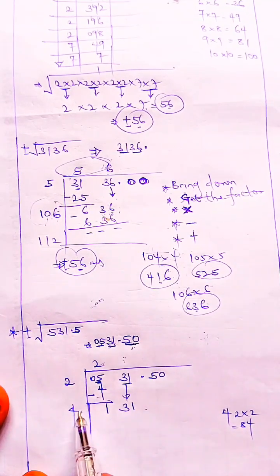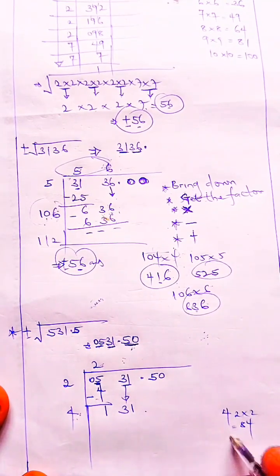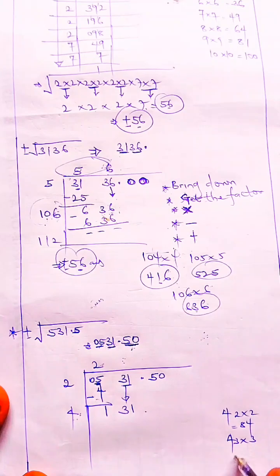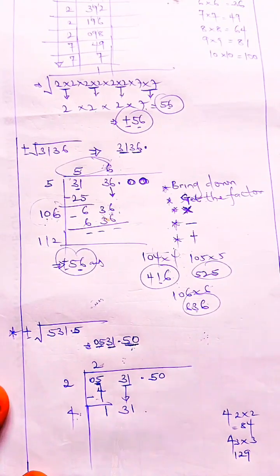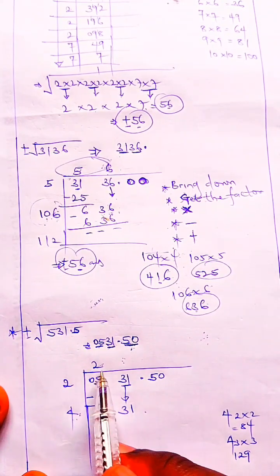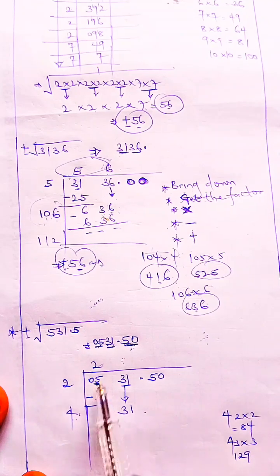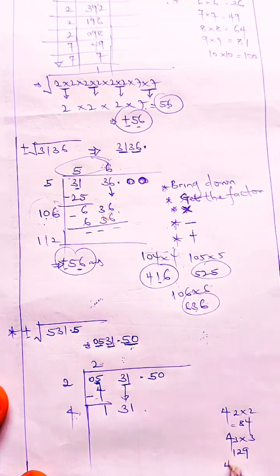If I add 3 here and add 3 here, 43 times 3, that will give me 129. Very close to what I want, but it's not up to it yet. If I add 4 and 4 here, that will be 44 times 4.